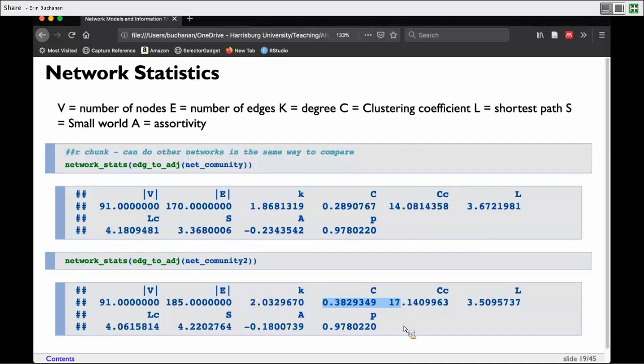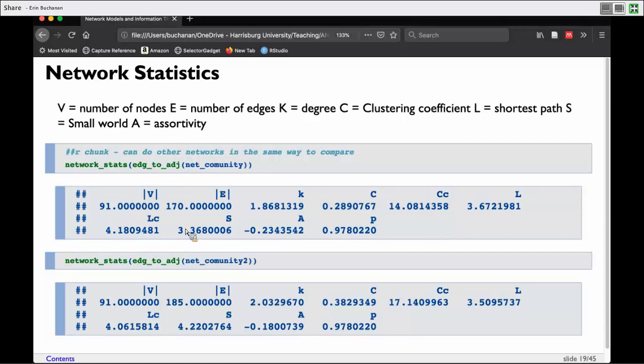CC here, I don't totally get it. It's just a correction on the clustering coefficient, but it seems to be on a totally different scale. So I intend to ignore that one. L is our shortest path distance here. Those are pretty similar, honestly, but lower clustering means longer paths.